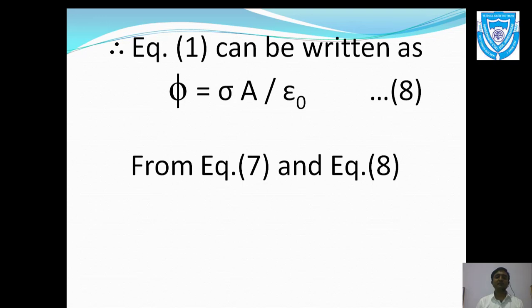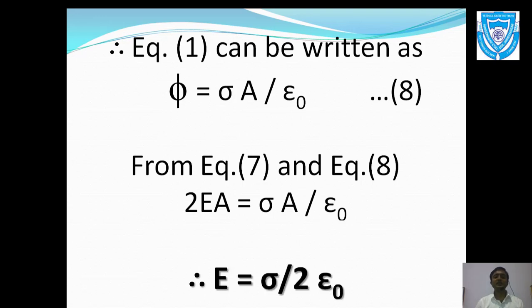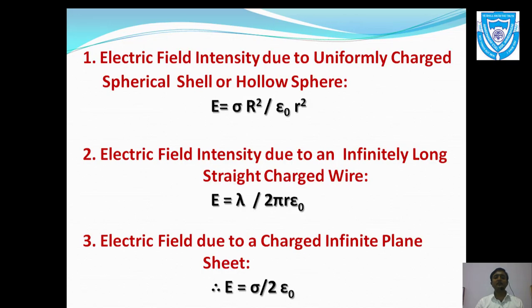From equation 7 and equation 8, we can say that twice of EA is equal to sigma A upon epsilon naught. Now see, A is common, which will get cancelled, and 2 will be transposed to the right hand side. By this, what can we say? E is equal to sigma upon twice of epsilon naught. This will be the electric field due to an infinite charged plane sheet.